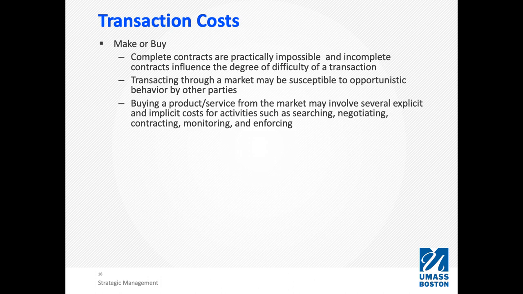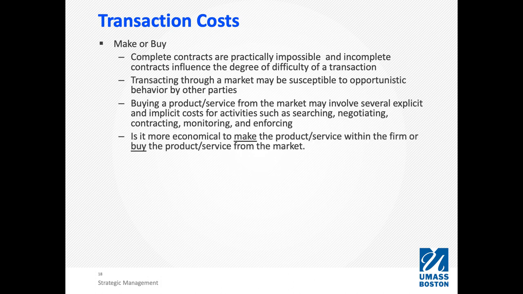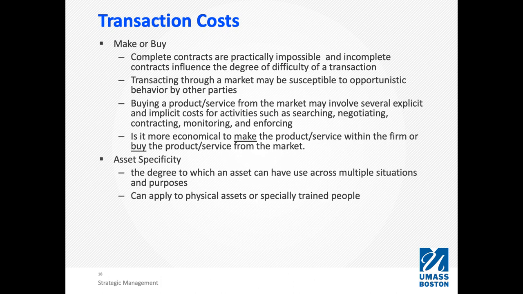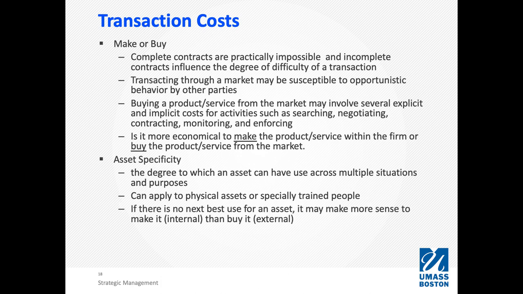Alternatively, if it's cheaper to do outside the firm than it is to do it inside the firm, then you should buy it. Okay. Then there's the concept of asset specificity. Can an asset be used across multiple situations and purposes? If there is no next best use case for something, then it will always be difficult to acquire. In which case, it's better to have it inside the firm, make it internally rather than buy it.